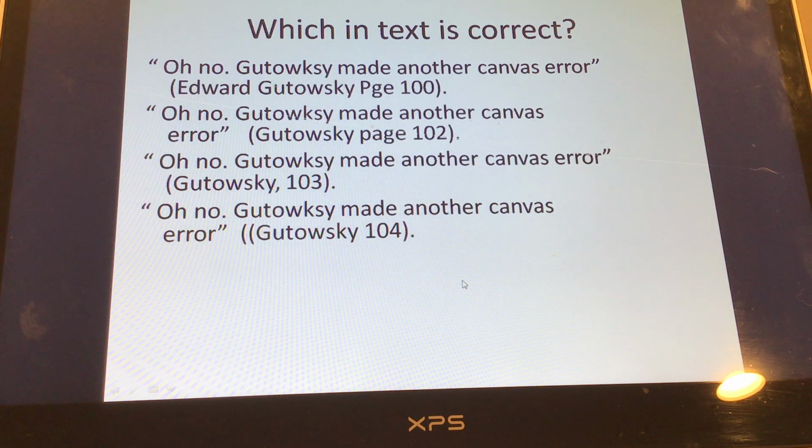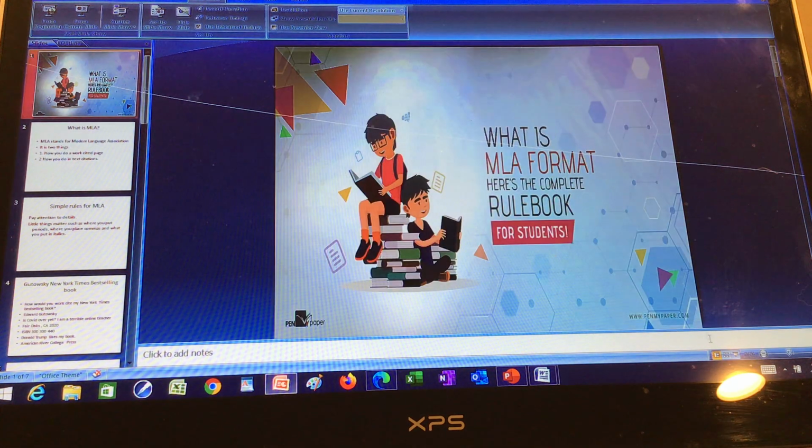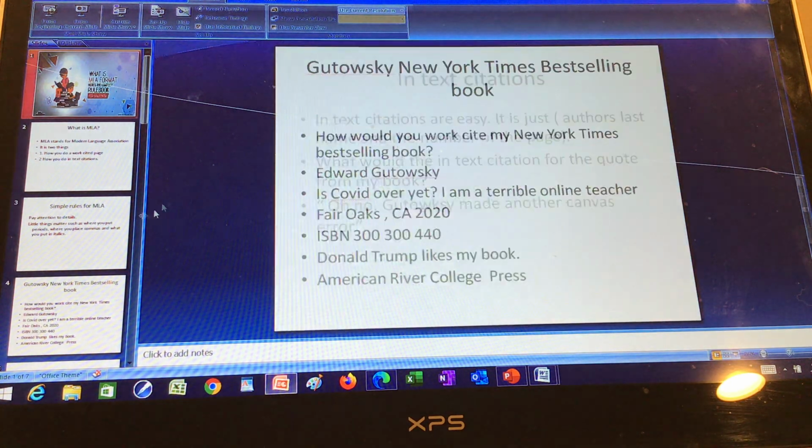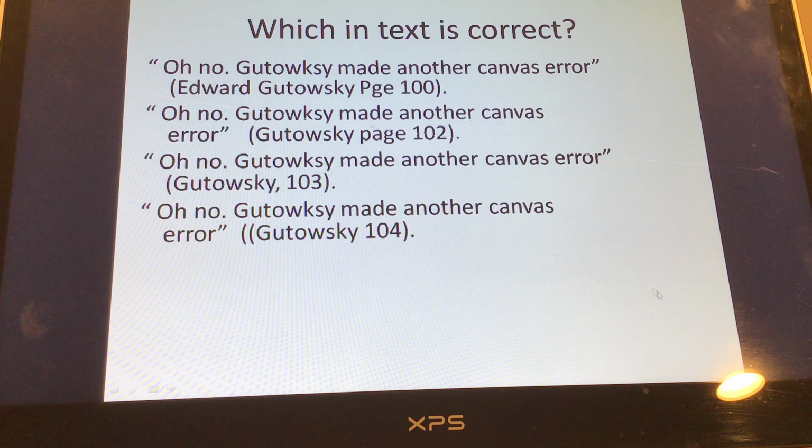So I'm going to give you three examples, right? We say, "Oh no, Gutowski made another canvas error." Edward Gutowski, page 100. "Oh no, Gutowski made another canvas error." Page 102. Is it Gutowski, comma 103, or is it Gutowski 104? And you should have picked, oops, sorry, I screwed that up. Let's go back. You should have picked the last one, but I notice there's a little error here.